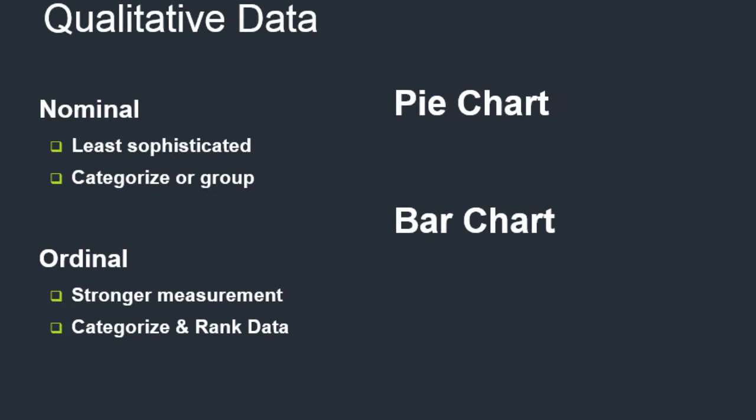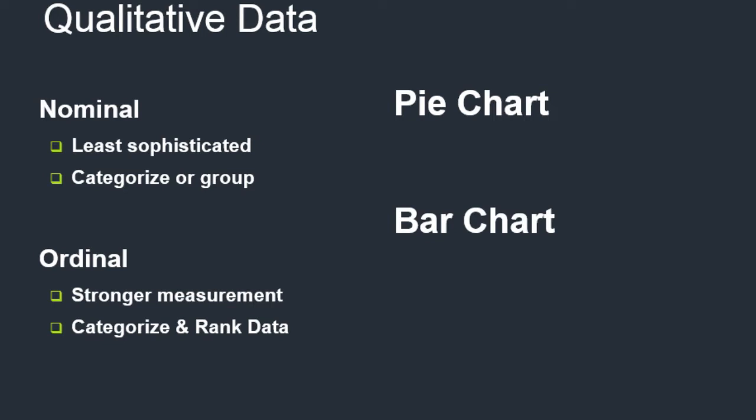So if we think back to what we learned in Chapter 1, we learned that qualitative data has two basic types, nominal and ordinal data. Nominal data, we know, is the least sophisticated of data, and it enables us really to just categorize and group people. Gender is a great example of nominal data. It doesn't really make a lot of sense to add up the number of males and the number of females and then divide and get an average, because either you're a male or a female. So nominal data is best depicted in things like pie charts.